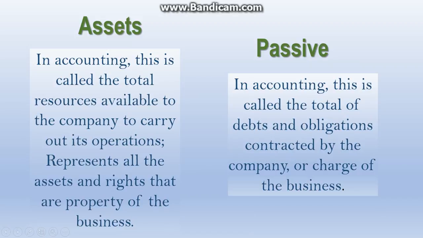Now we're going to talk about the assets and passive. The assets are the total of the resources available to the company to carry out its operations. This represents all the assets and rights that are property of the business. And when we talk about the passive, those are all the debts and obligations the company has to comply with.